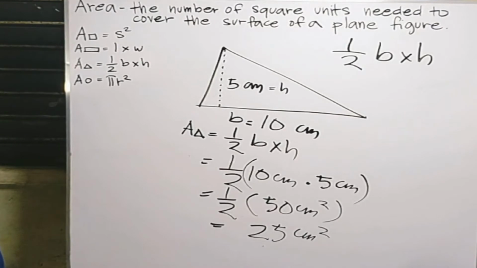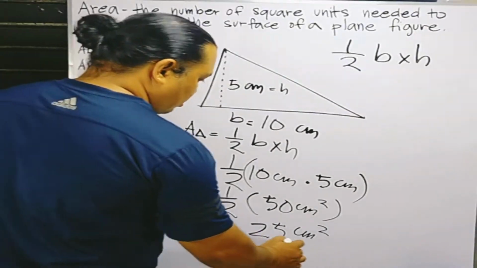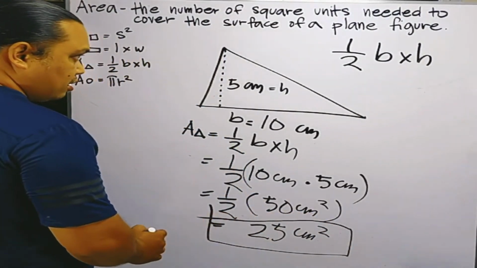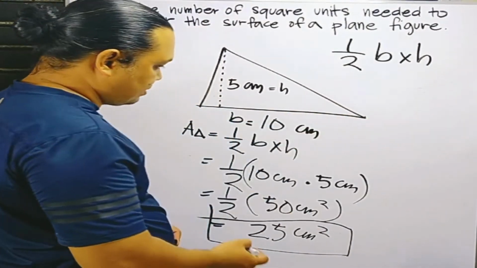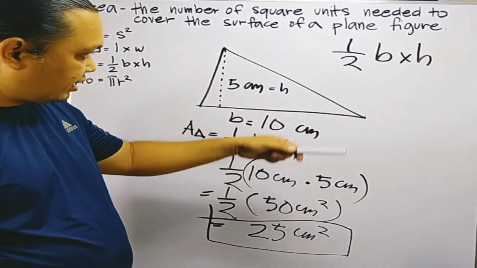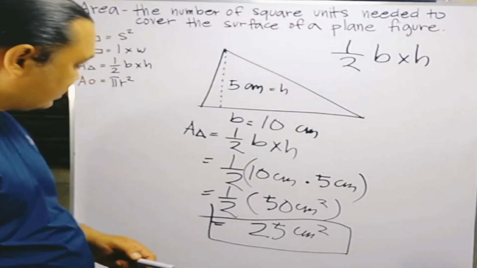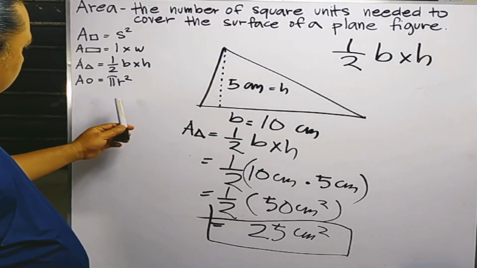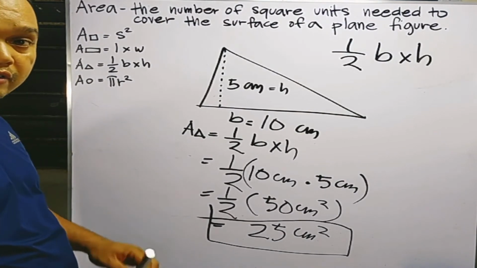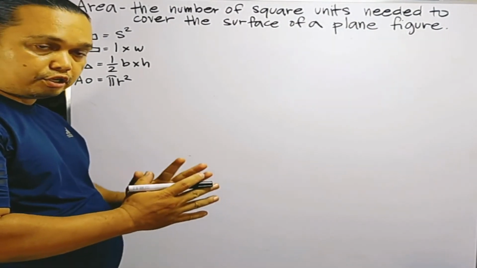So that will be the area of our triangle, because we have used the formula 1/2 base times the height. What we do is multiply the base and the height and divide by 2. Now let's get the area of a circle.